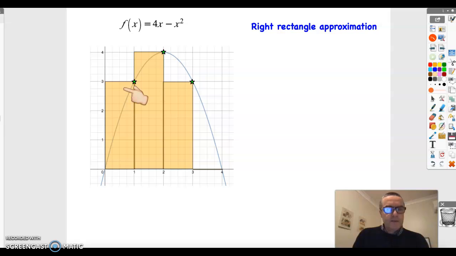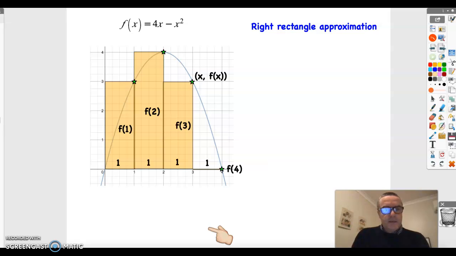So the first rectangle hits the curve at 3, the second rectangle hits the curve at y equals 4, then we've got another one that has a height of 3. We have another rectangle here. Well, technically it's not a rectangle, but it has a width of 1 and a height of 0 because the curve actually passes through that point on the x-axis on the right corner of that rectangle.